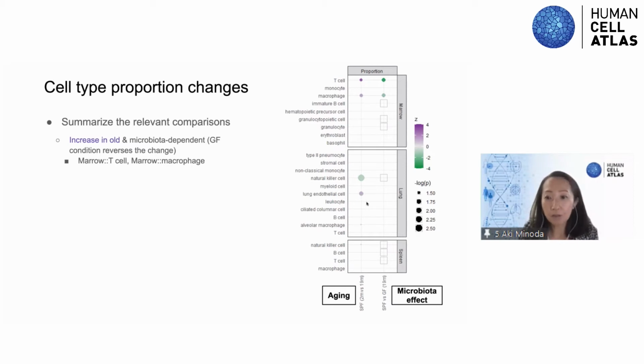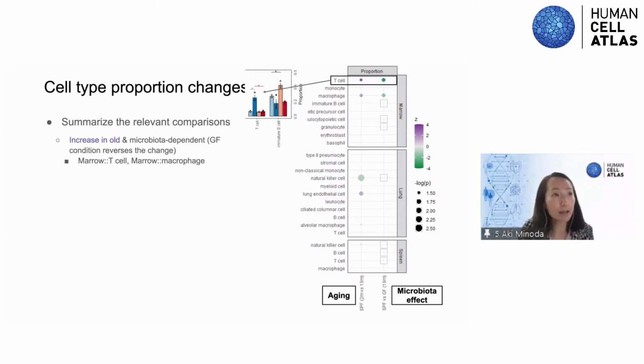Ren Chen is also working on how to best summarize all of this data. This is one example. You can see the changes in the T cells here, as I mentioned before, and in the summary plot you can see that between the SPF young and old, there is an increase, but that increase is not observed in the germ-free. And so we can do this in a systematic way.